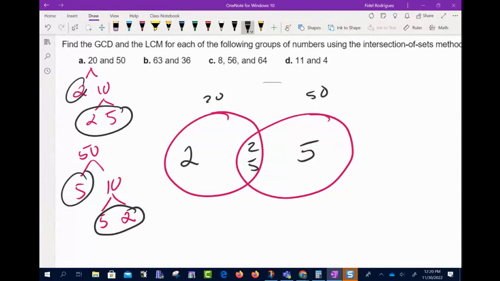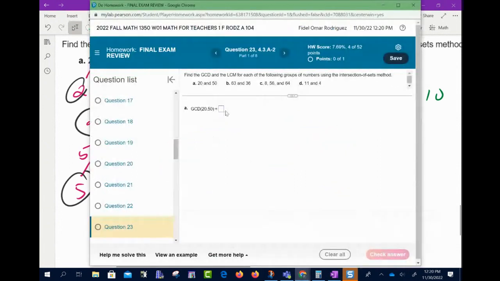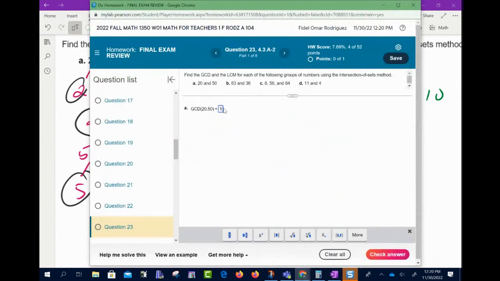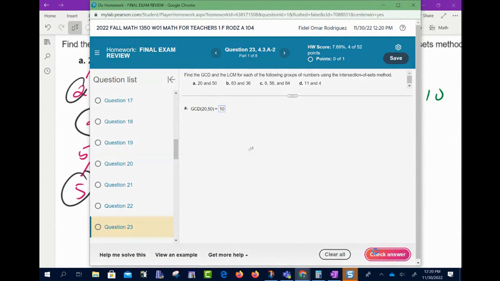So the greatest common divisor is the numbers that we have in common. So the greatest common divisor, the GCD, is going to be 10, because when I multiply those numbers together, I get 10. So look, let's come back this way. Let me see if I can fill in. Here we go. We're going to say the greatest common divisor here, y'all, is 10.